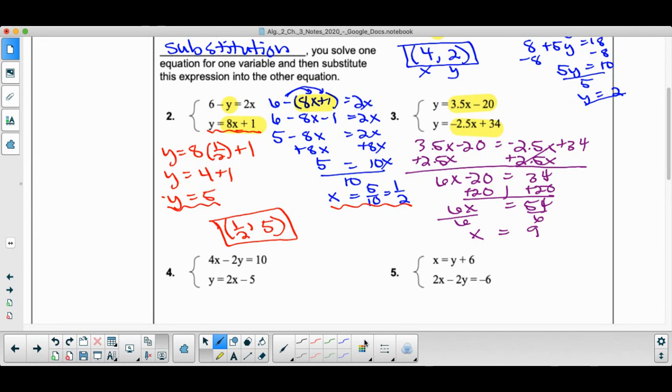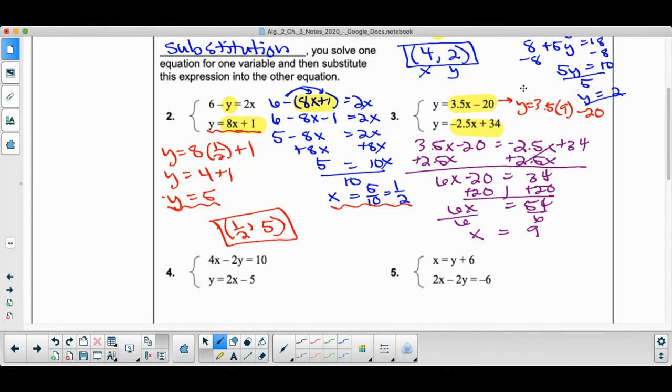A lot of times it's tempting to stop there. We only have x. We need y because remember, everything needs to be in a coordinate point, (x, y). y equals 3.5x minus 20, or y equals negative 2.5x plus 34. You can take that 9 and put it into either one. I'm going to choose to put it into this one right here. y equals 3.5 times 9 minus 20.